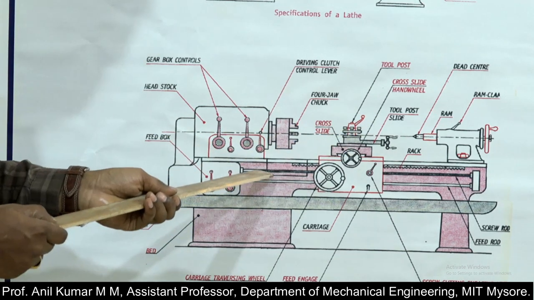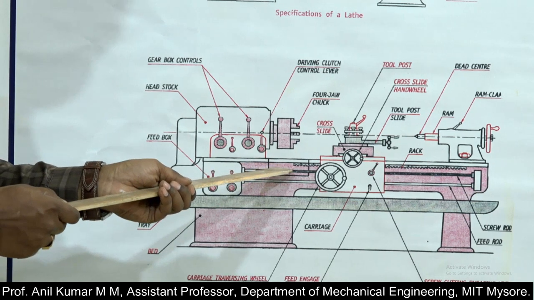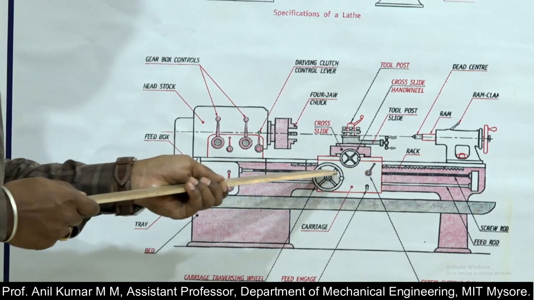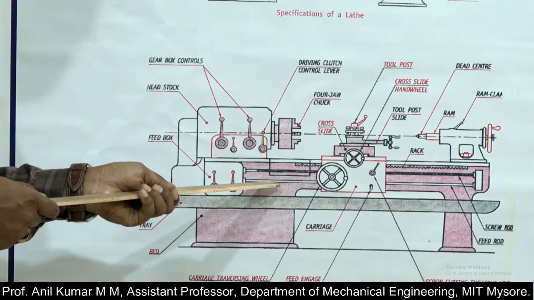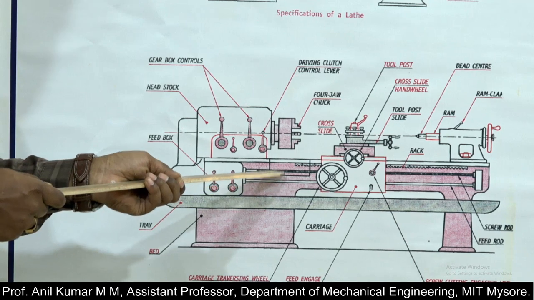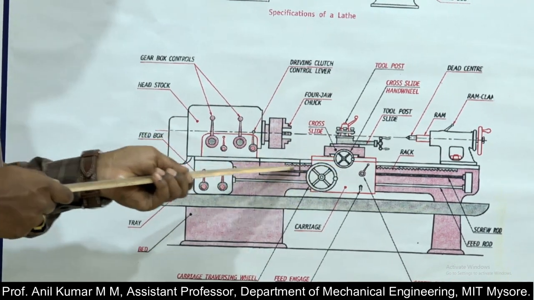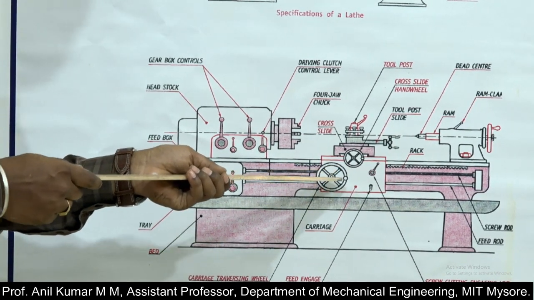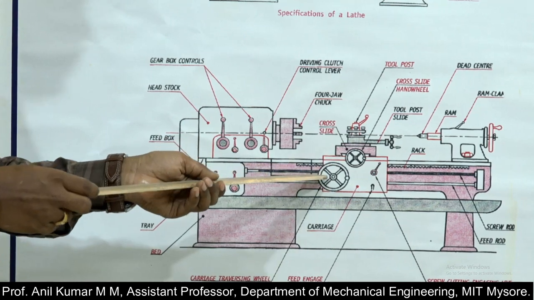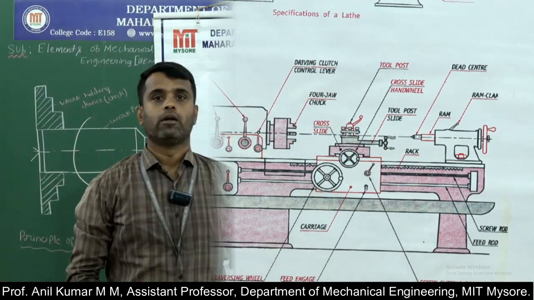And then there is a lead screw, the screw rod that will provide the automatic movement for the carriage for the thread cutting operation. And there is a feed rod. That feed rod is mounted on the front end of the lathe bed and will facilitate the line to line movement for the carriage during the turning operation and the facing operation. These are the main parts of the lathe machine.